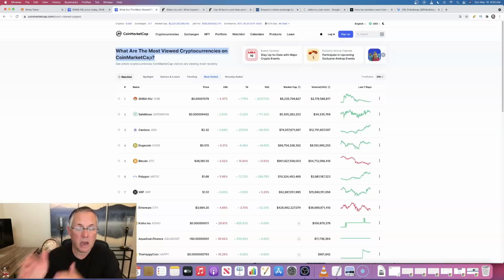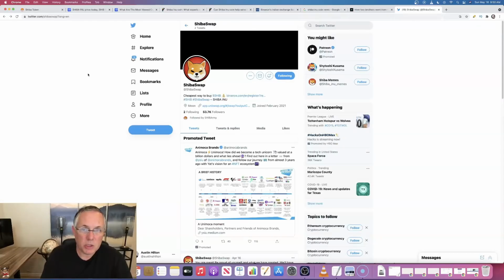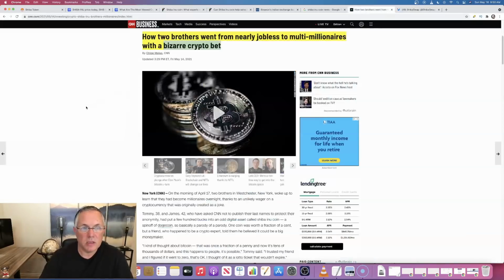We'll continue to see how Shiba develops and evolves and what happens around it. We've got some pretty major catalysts out there. We've got ShibaSwap, Shiba's exchange, coming in the near future. That's going to be a major catalyst event. You've got news out there. If you didn't see this: how two brothers went from nearly jobless to multi-millionaires with a bizarre crypto bet. They bought Shiba, put $8,000 into it, and two months later, they're millionaires. You've got articles like this out there. I talked about this one at length.